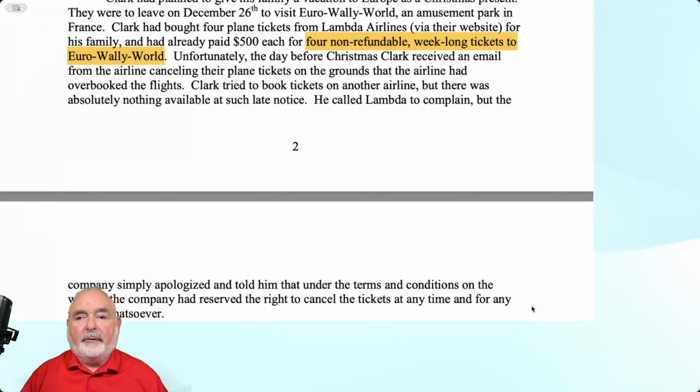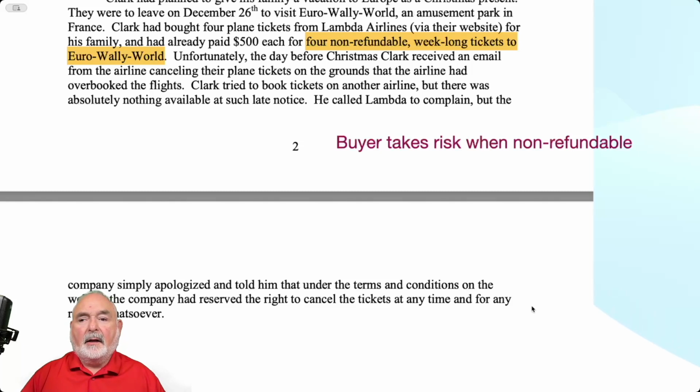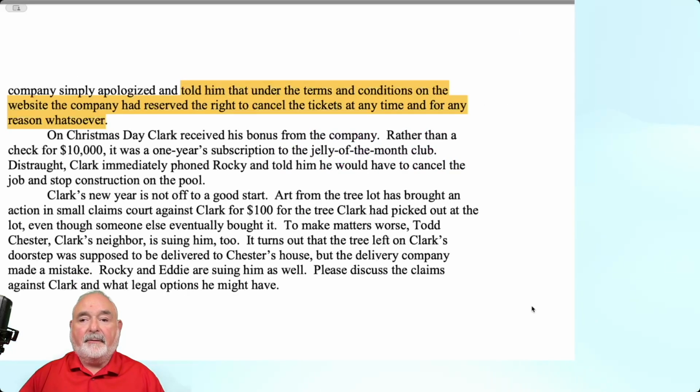Then we move on to the four-week-long tickets to Euro Wally World. Again, this doesn't have anything to do with the claims against Clark. It might be important when we discuss his legal options, but it's non-refundable. They're mentioned as being non-refundable, and normally when you buy something that is non-refundable, you take the risk of it not being refundable to you.